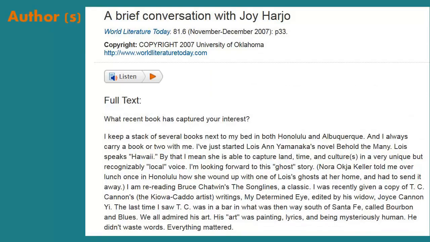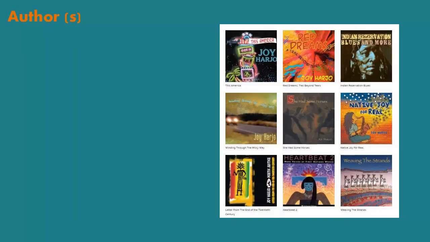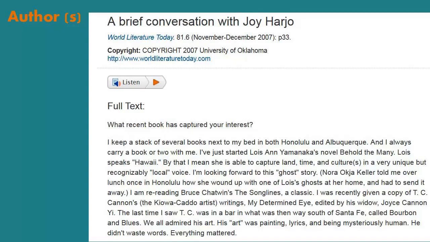The author or authors, it can be a person or persons or even an organization. What do you know about the author? Where they work? What they do? Other sources they've created? Their relationship to the subject or topic? What else might you find out about the authors?